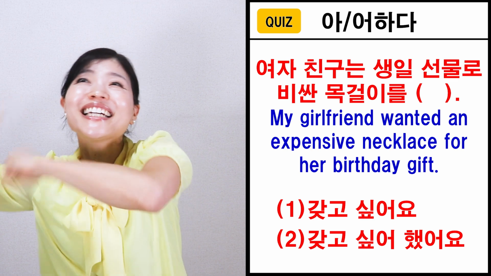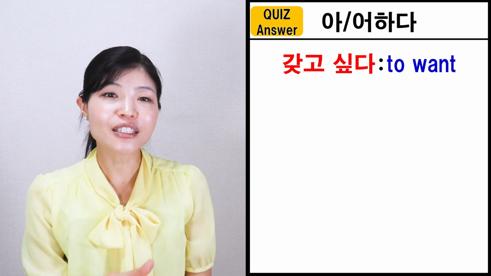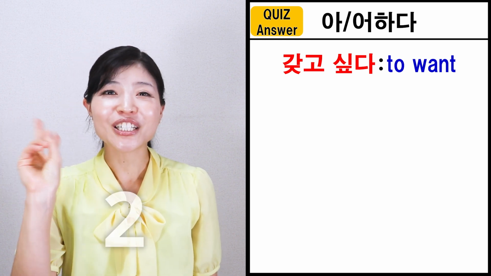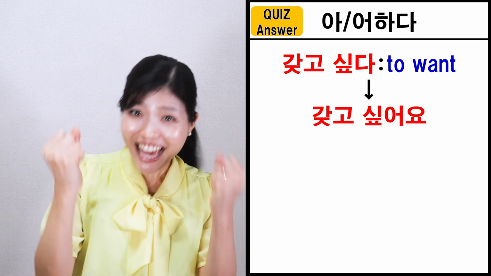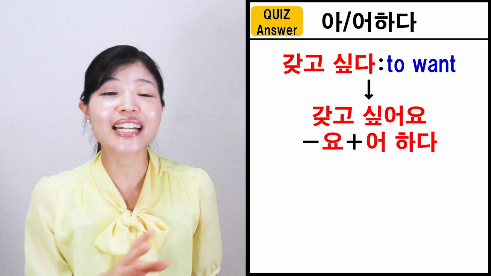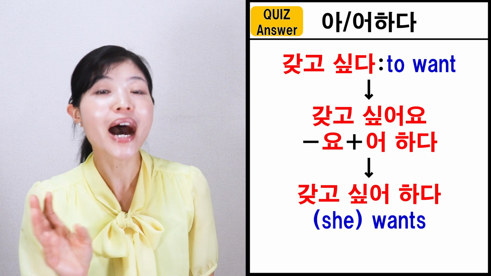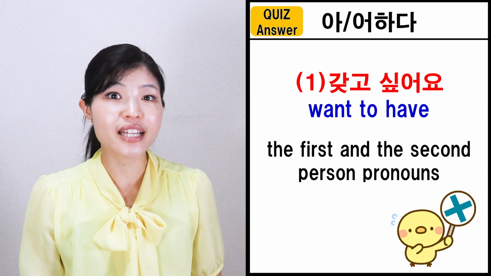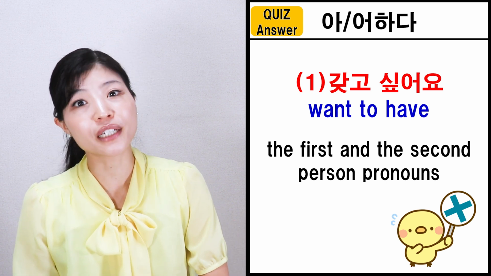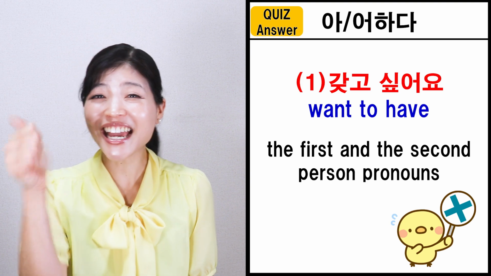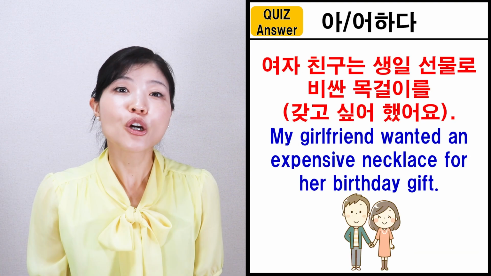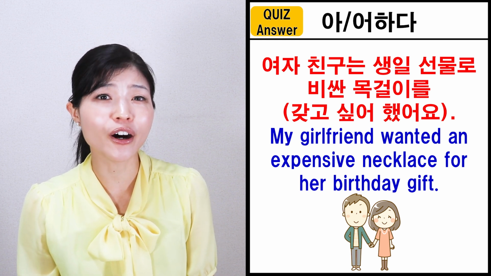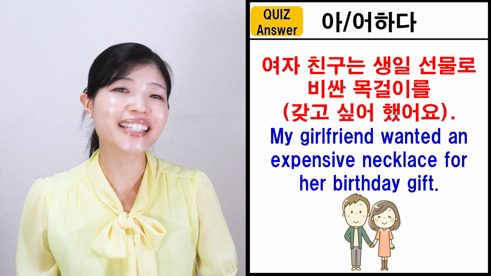The correct answer is number 2. 갖고 싶다 means to want. What is the yo form? 3, 2, 1. 갖고 싶어요! Yes! You omit yo from it and add 하다 to make 갖고 싶어 하다. She wants. Number 1, 갖고 싶어요, means I want to have, and you use this for the first and the second person pronouns. That's why it is incorrect. Okay? Then let's read it together. 여자친구는 생일 선물로 비싼 목걸이를 갖고 싶어 했어요. Please read this sentence to convey her feelings.